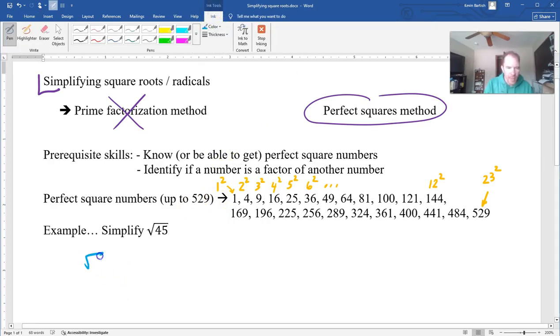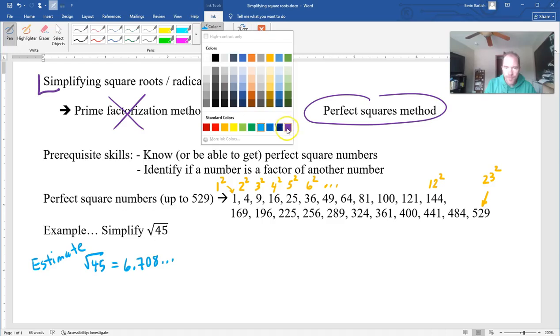I'm not worried about rounding here, but just to say, well, this is an estimate. The square root of 45 as an estimate is on the calculator 6.708. I know it keeps going. I'm not worried about rounding. Just when I get my final exact answer, we're going to check it against 6.708. So here's how the perfect squares method works.